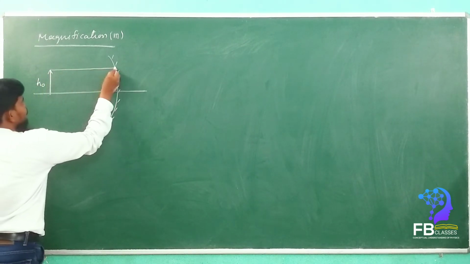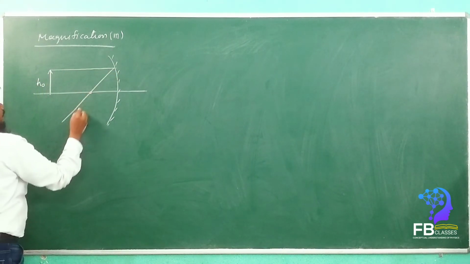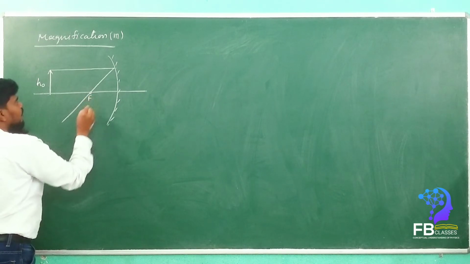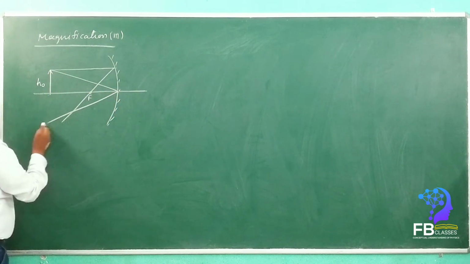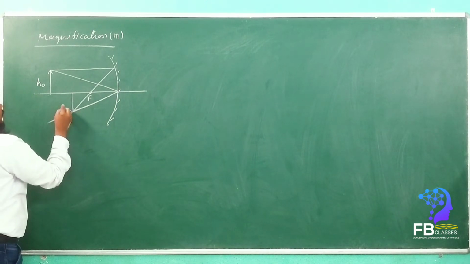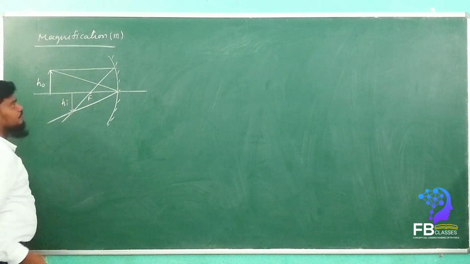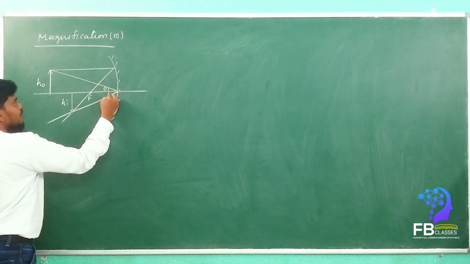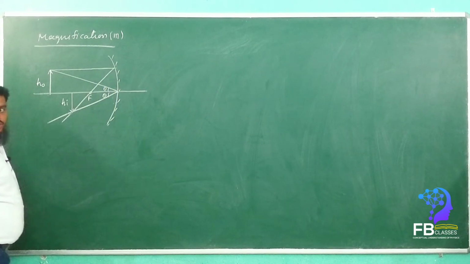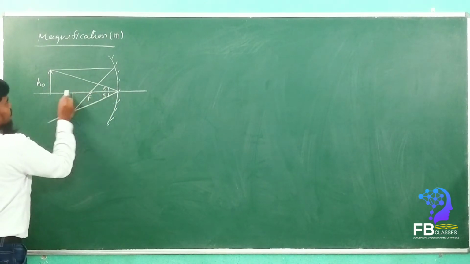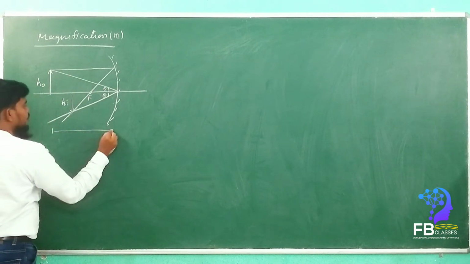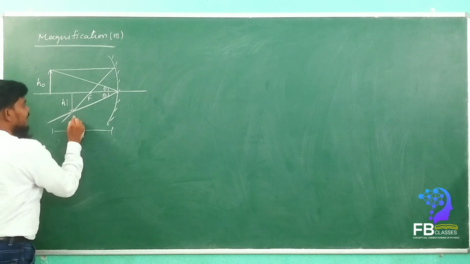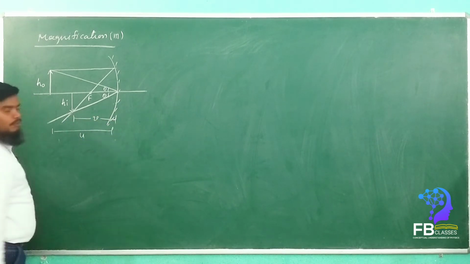Once the light ray travels here, it passes through the principal focus. Then if you take another ray, see here, here an image is formed. This is the height of the image. Now this is theta and this is also theta. So from this diagram, this is u and this is v.